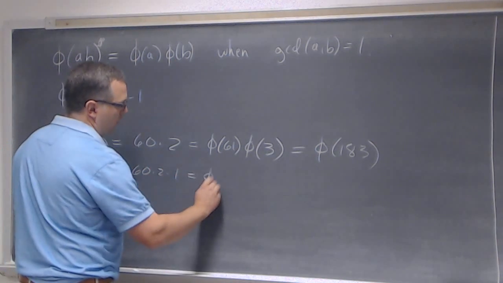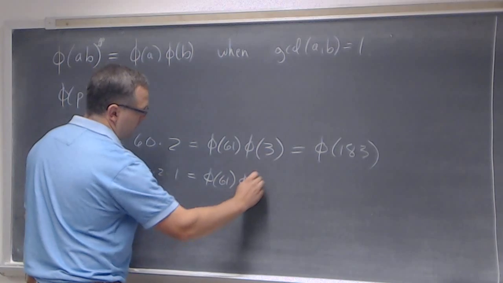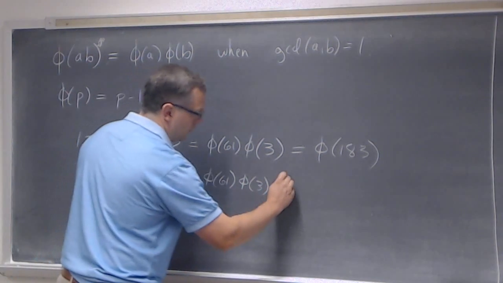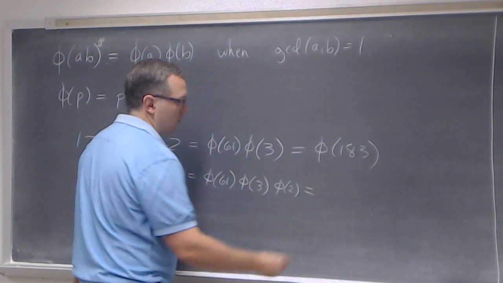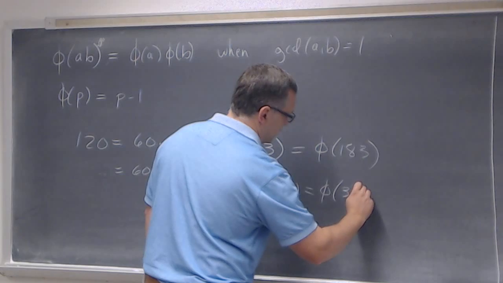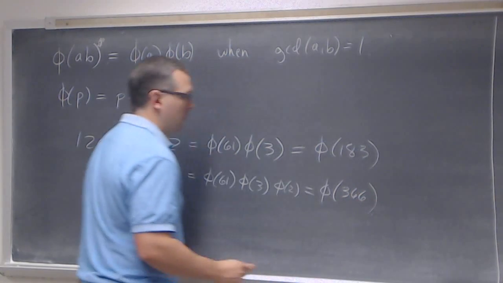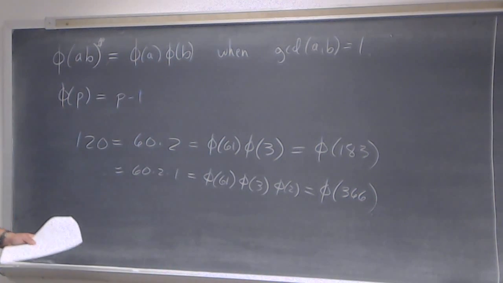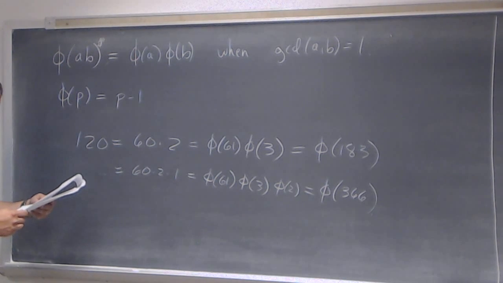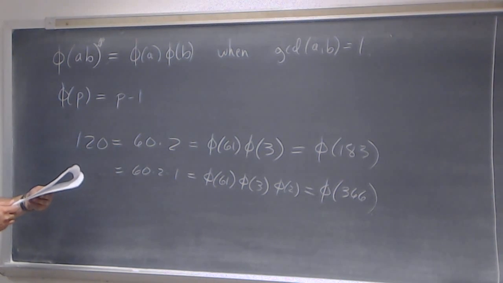You could do phi of 61 times phi of 3, and then phi of 2 would be 1. So that would be 366. Those are some of the ways to do this. There are a lot of different ways to factor.